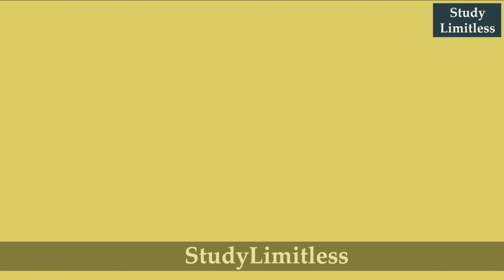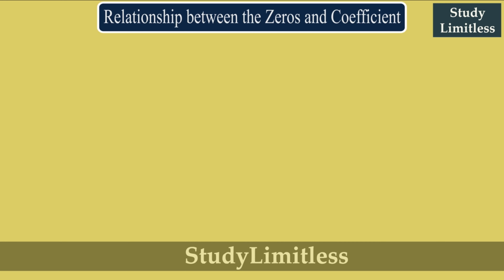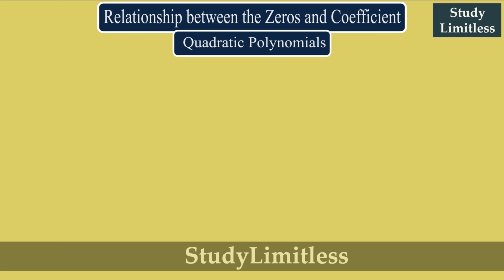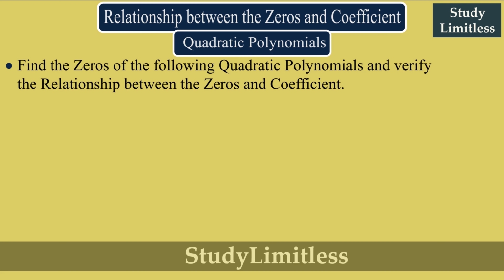Hello students, today we are going to learn the relationship between zeros and coefficients of quadratic polynomials. Let's take a question and try to understand. Find the zeros of the following quadratic polynomial and verify the relation between the zeros and coefficients. Here the given polynomial is p(x) = 3x² - x - 4.